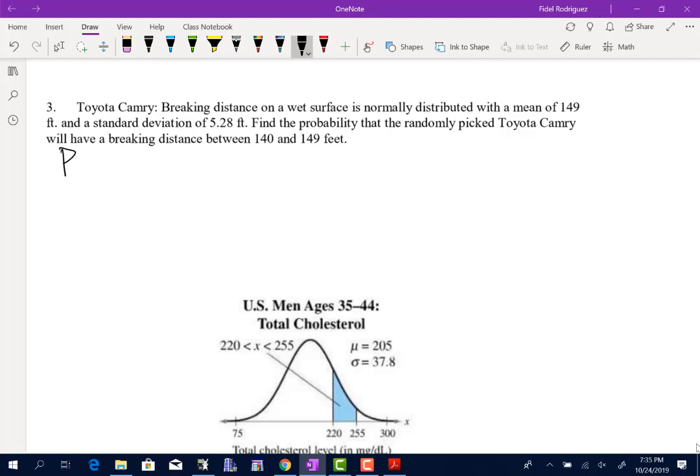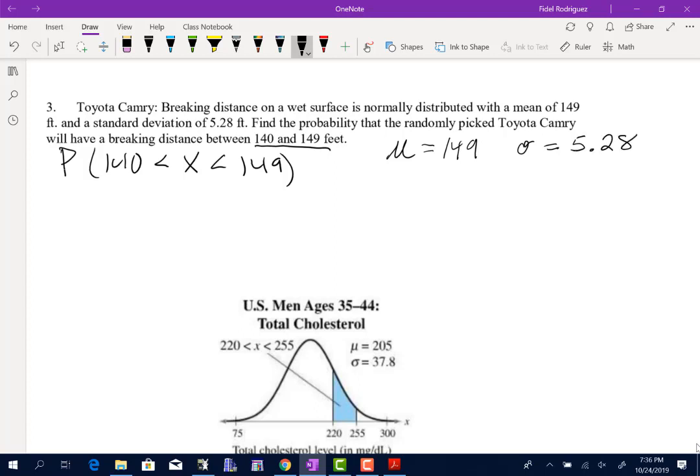All right, let's see if we can figure this out. So first thing I'm going to do, guys, I'm going to write what they're asking me to do. They're asking me for our braking distance to be between what two numbers? Look, that's just telling me that my x values are going to be between those two numbers. First off, we're going to write out our mean. Our mean is 149 feet, right? Our standard deviation is 5.28 feet.